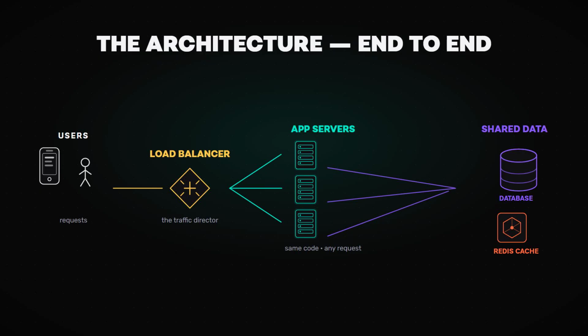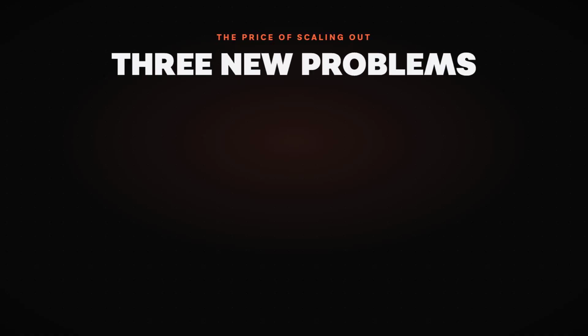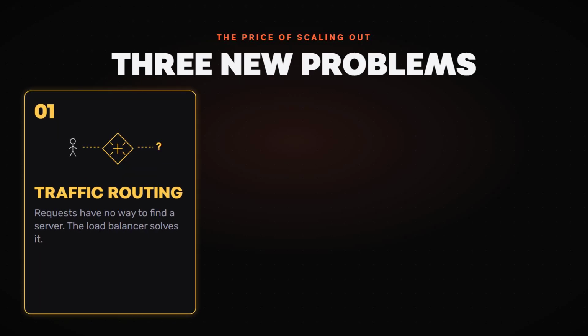You also typically have a shared cache. Redis is the most common choice, so all servers can share fast access data without each one going directly to the database. Now, horizontal scaling creates three problems that every production system has to solve. Problem 1. Traffic routing. Without something in front of your server, requests have no way to find the right destination.